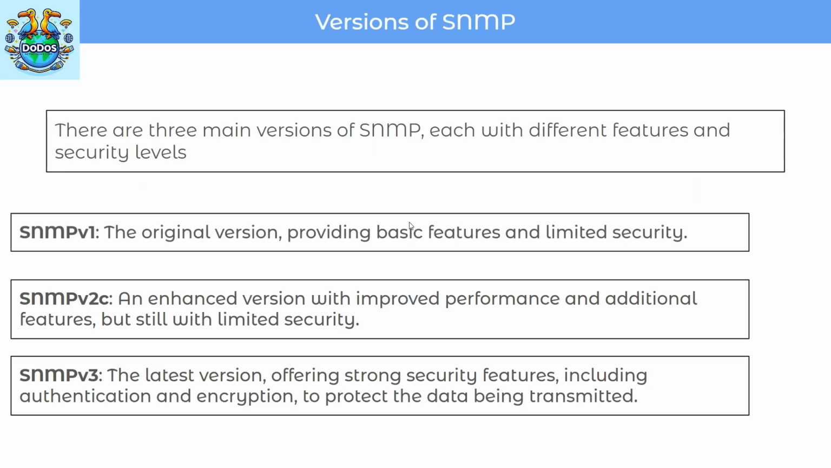So there are versions of SNMP, each with different features and security levels. There's V1, V2, and V3. V1 is the original version providing basic functions and features with limited security, and SNMP V2C is an enhanced version with improved performance and additional features, but still has pretty bad security. And then SNMP V3 is the latest with good security features, including authentication and encryption to make sure that the data is protected when it's being transmitted.